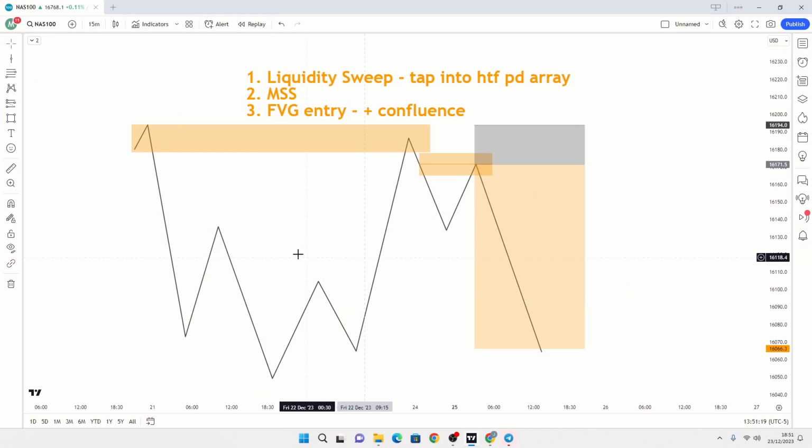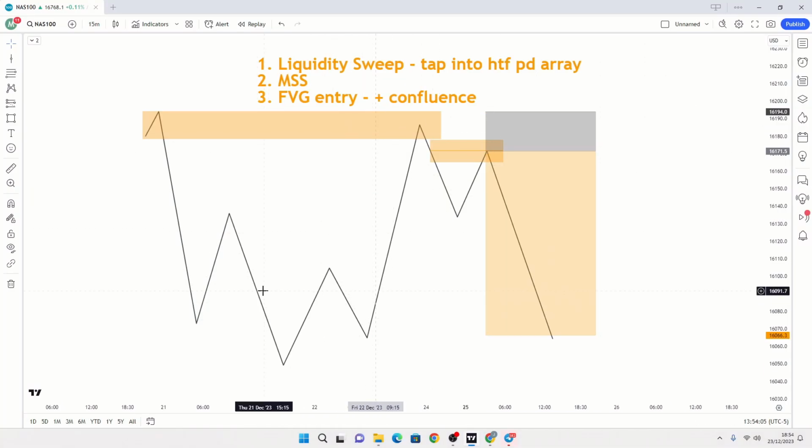Alright guys, now you are familiar with fair value gaps, you know if they are a valid fair value gap or invalid. I will be going through a 3-step plan, a 3-step strategy on how to trade fair value gaps. Now, this strategy will help you become a profitable trader, and it is so easy even a beginner can learn it. So let's get into it.